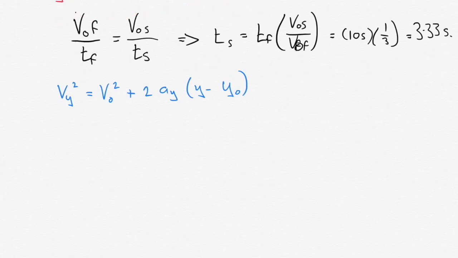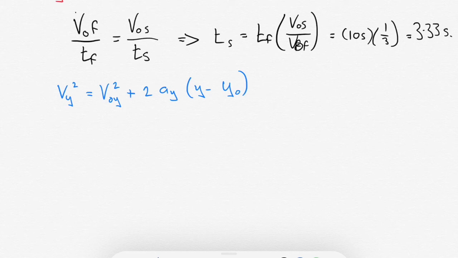So for the second part of the problem, I've just taken a little break and rewritten the second equation of motion that we had above. So vy squared equals v0 y squared. I should put a y in there as well. Let me get my pen back. Is equal to 2ay times y minus y0.